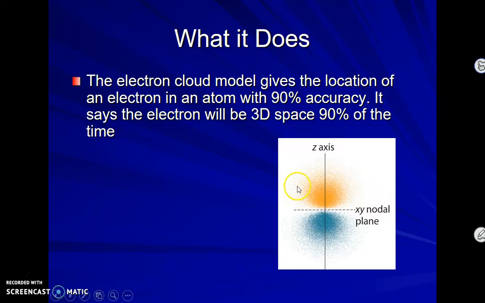But if you look at this picture, this is an example. Let's say this is the nucleus, and we're looking for maybe the location of an electron in, let's say, beryllium. What the Electron Cloud Model does is draw these areas of 3D space that say the electron is going to be in this 3D space 90% of the time. Obviously the more dots, the more likely it is to be in that 3D space.